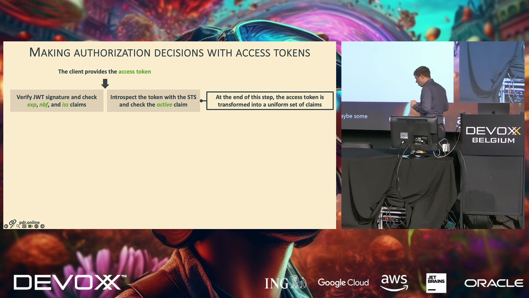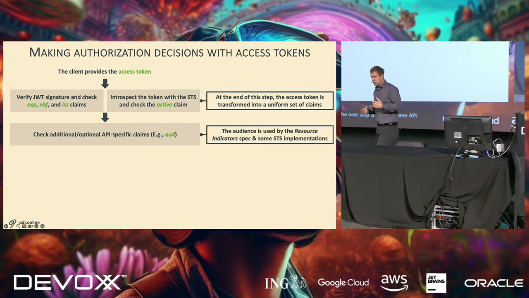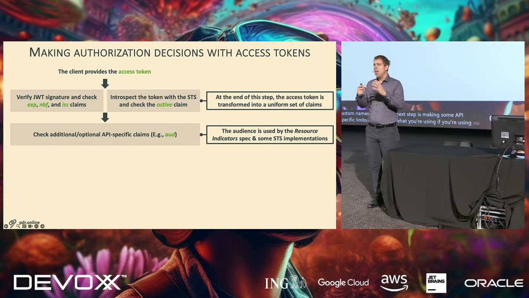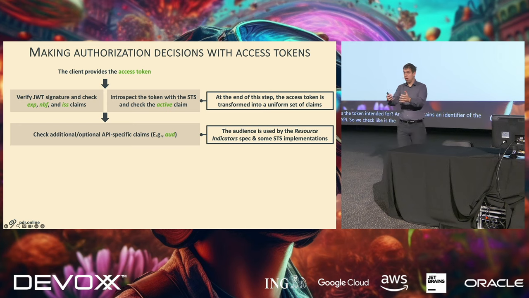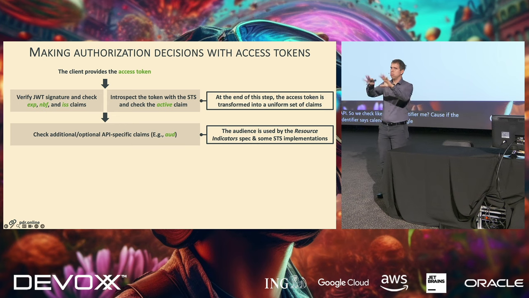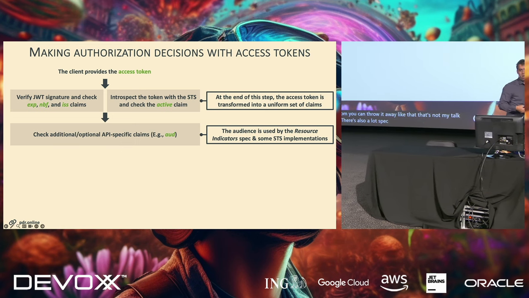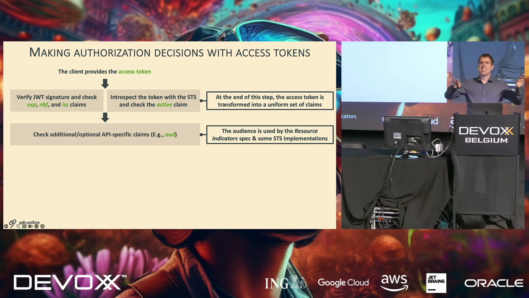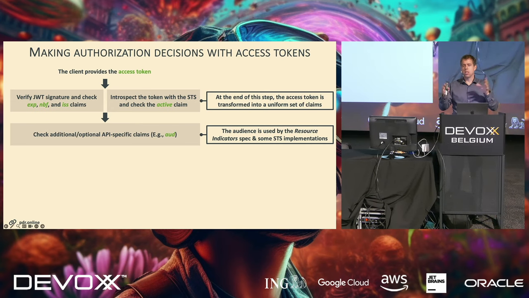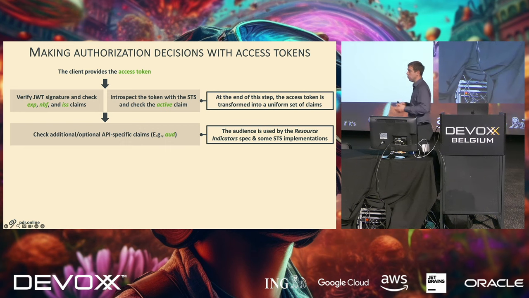The next step is checking some API-specific claims. Depends on what you're using. If you're using Auth0, for example, every token contains an audience claim. Who is this token intended for? And that contains an identifier of the API. So we check, like, is this identifier me? Because if the identifier says calendar.google.com and you're gmail.google.com, you can throw it away like that. That's not my token. Go away. There's also an OAuth spec called resource indicators, which allows you to compartmentalize access per API. In a flow, it's a bit more complicated, but that's what it does. And it also uses this audience claim. It's a JWT reserved claim, has a specific meaning. If it's present, if you rely on that, you have to check it.